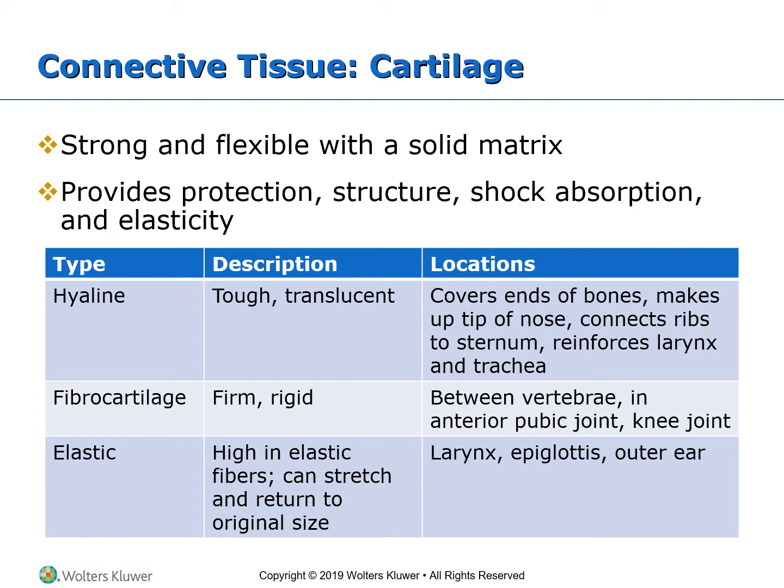And the third type is the elastic cartilage. Just like the name says, it has a high amount of elastic fiber, and has the ability to stretch and return to original size, just like an elastic band. We find this in the larynx, in the epiglottis, and in the outer ear.